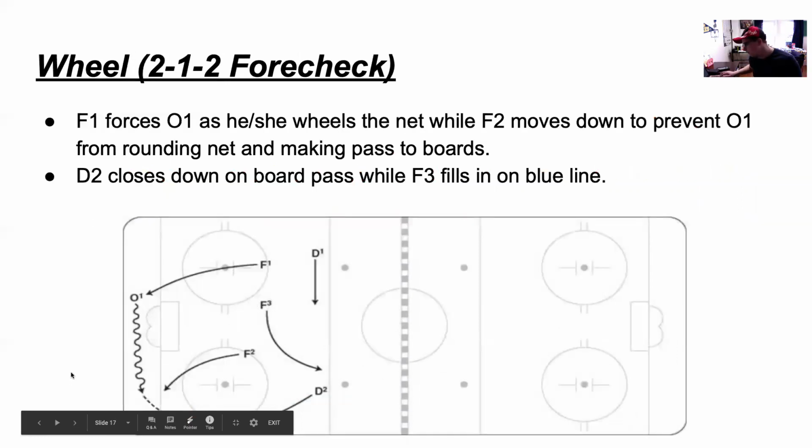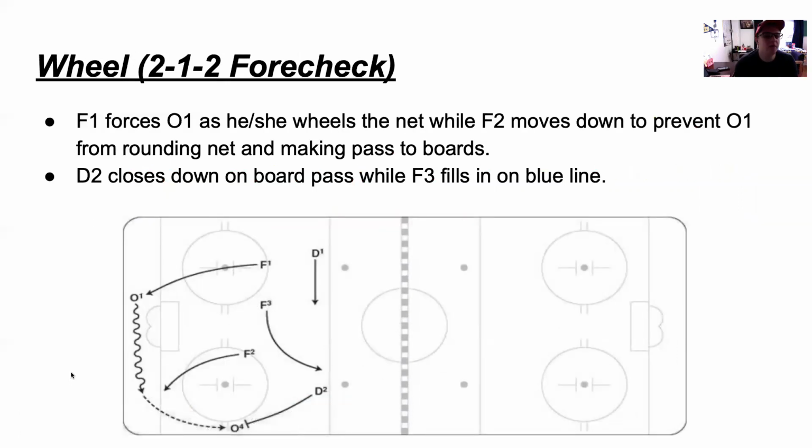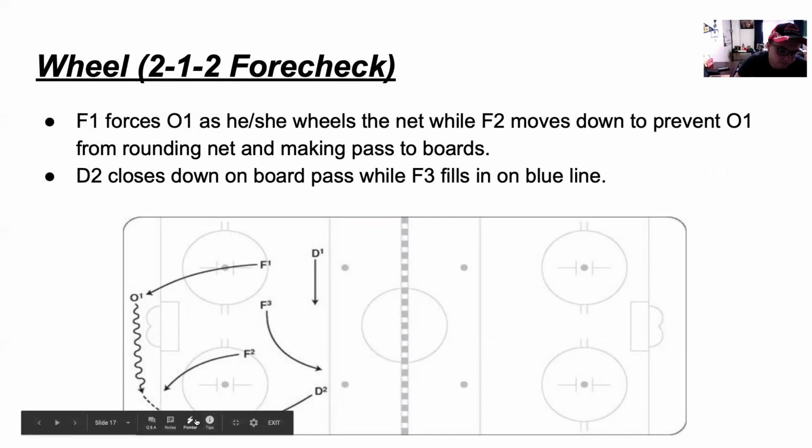And then we have the wheel. F1 forces O1 as he or she wheels the net, while F2 moves down to prevent O1 from rounding the net and making a pass to the boards. D2 closes down on the board pass while F3 fills in on the blue line. So, again, F1's going to make that forecheck.